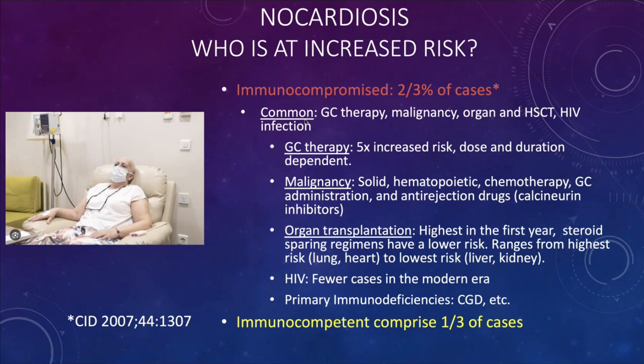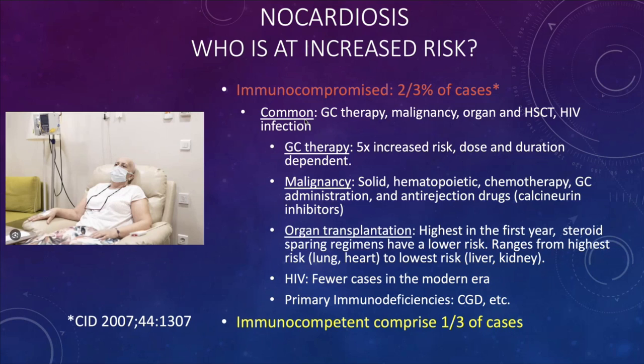Also, those on calcineurin inhibitors or anti-rejection drugs are at higher risk for Nocardia. Among organ transplantation, the first year is the highest risk, particularly when those individuals are on steroids as part of their anti-rejection regimen. The lung and heart have the highest risk, and from there, the lowest risk are liver and kidney.